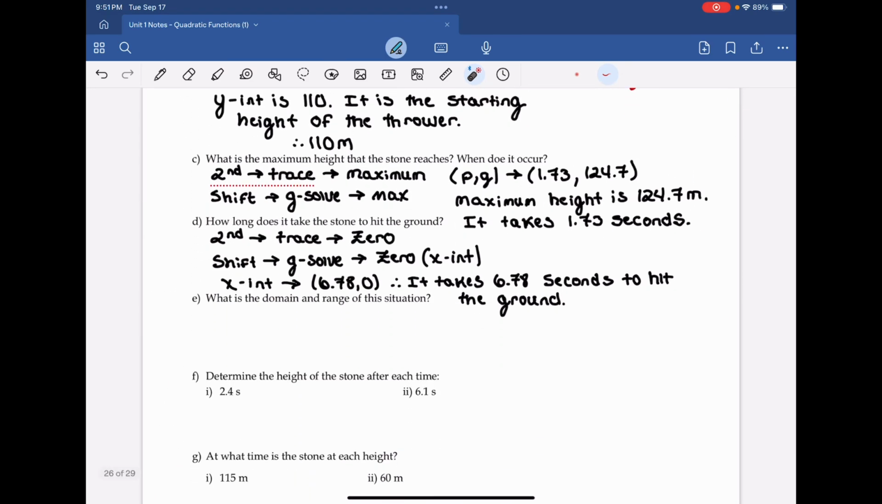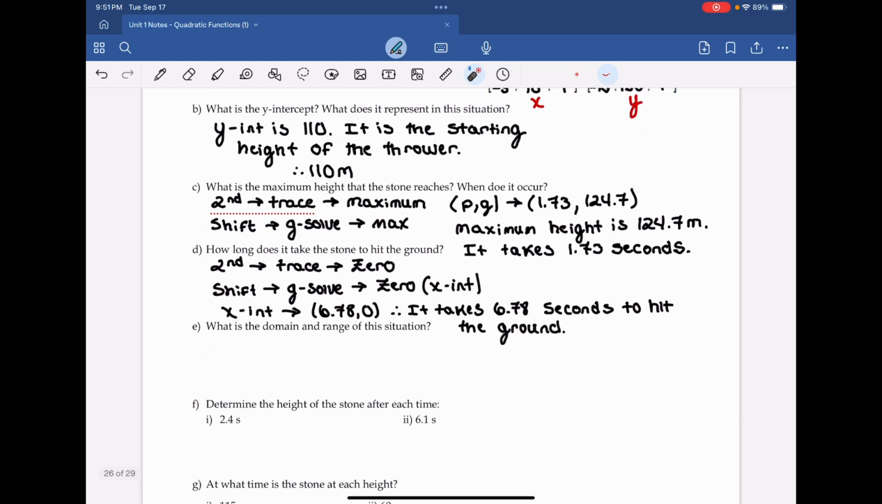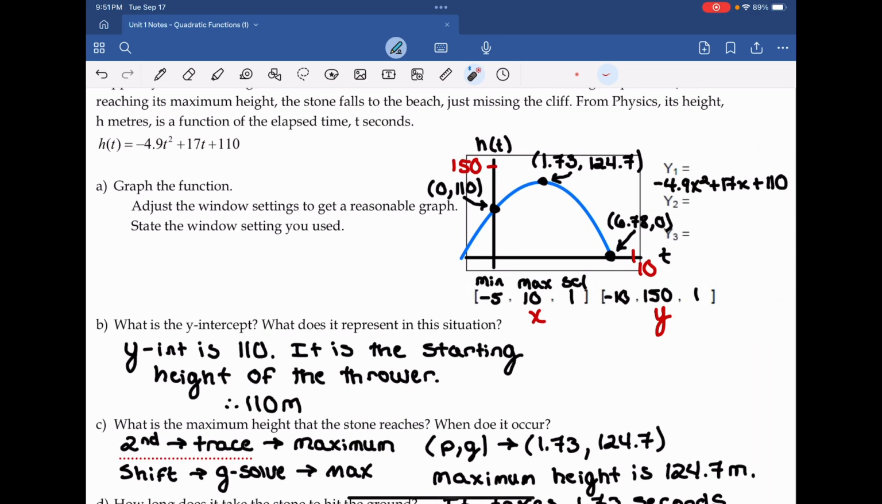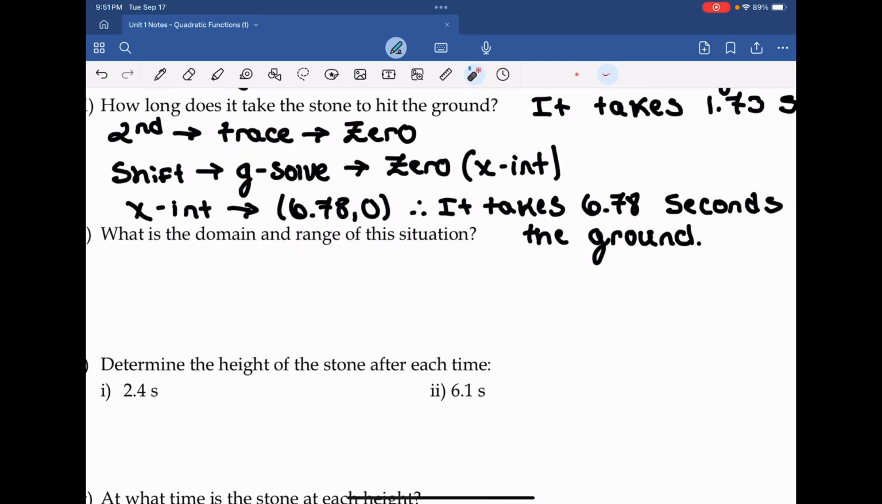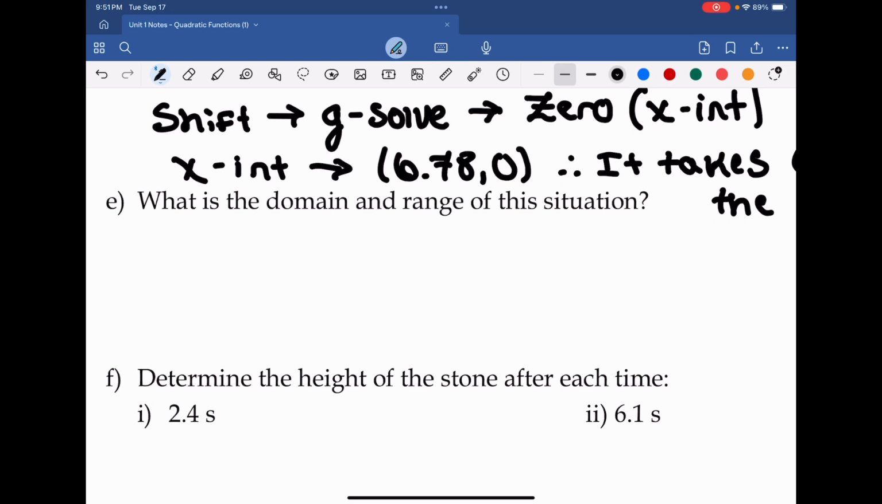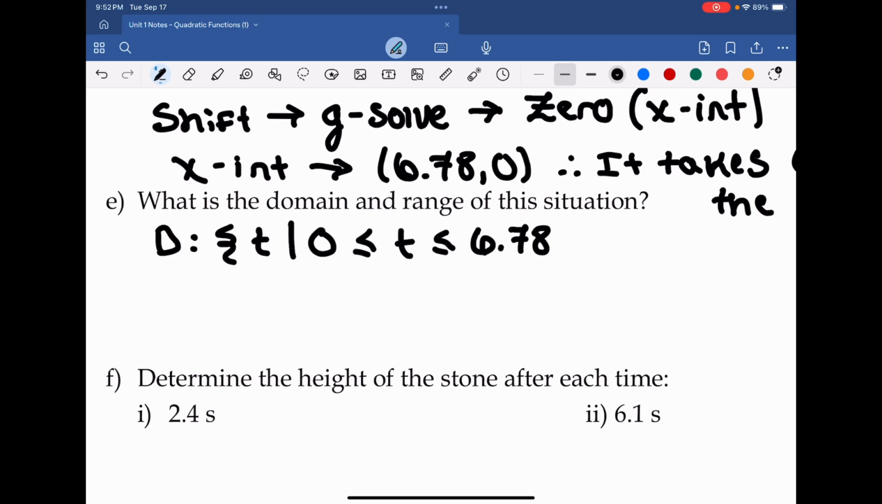Okay, let's continue to solve here. What is the domain and range in this situation? That is, how far left and right does it go for the domain, and how far up and down does it go? Okay, let's write that in here. Starting with the domain, we're going to write it in terms of time because that's what's happening here. We write curly bracket time such that time starts at 0, before they throw it at the 110, and then time will be greater than 0 but less than, in this case, 6.78, which was when it hits the ground.